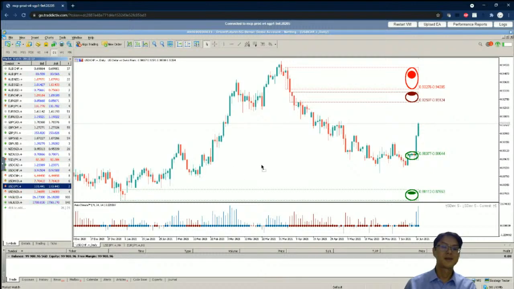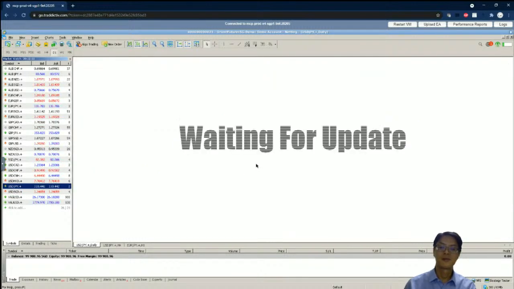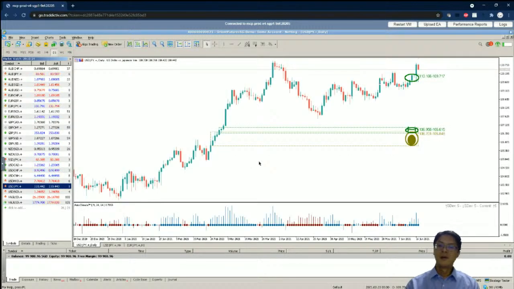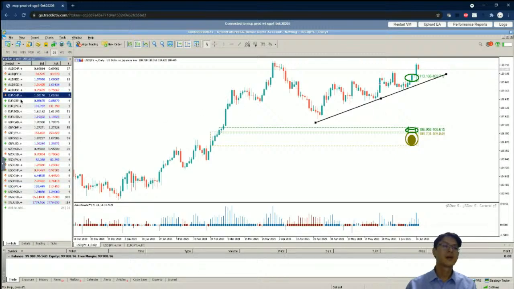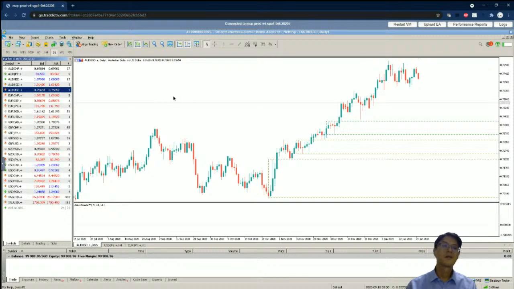Dollar yen. This one's a little bit more clearly to the upside. Again, dollar strength, just got to respect that. And then let's see if we can get that Aussie back up here again. Should see a strong move down.